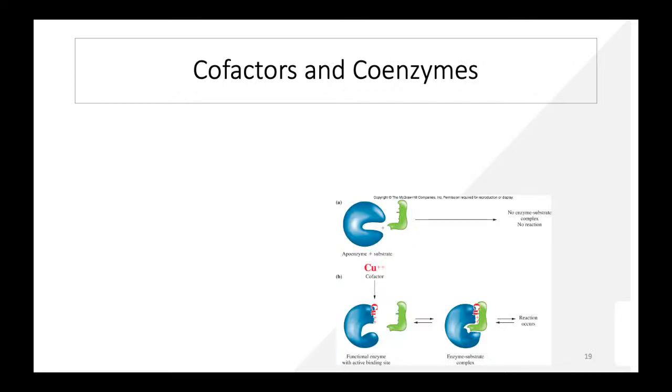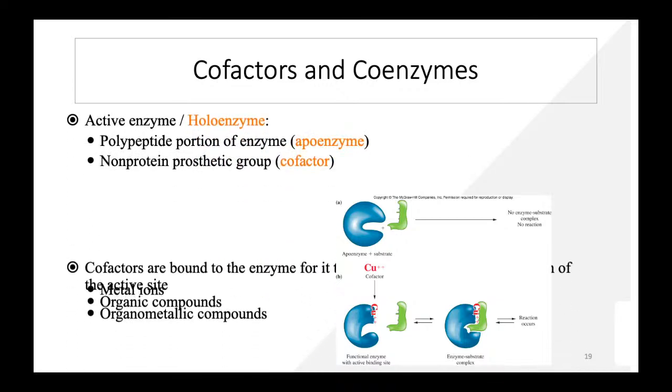So, cofactors and coenzymes. Apoenzyme plus substrate gives no enzyme-substrate complex, so no reaction. Then a cofactor, such as copper ions, will be attached to it, and then the enzyme reaction will take place.